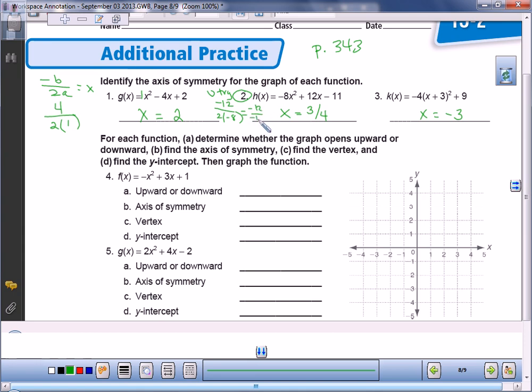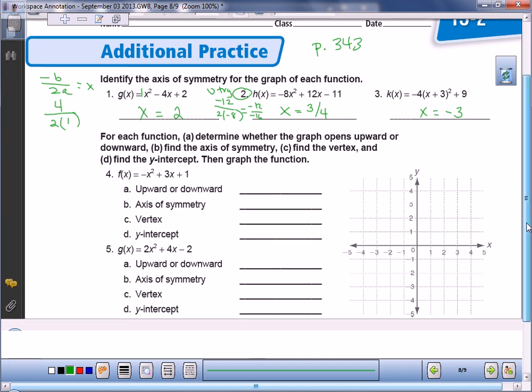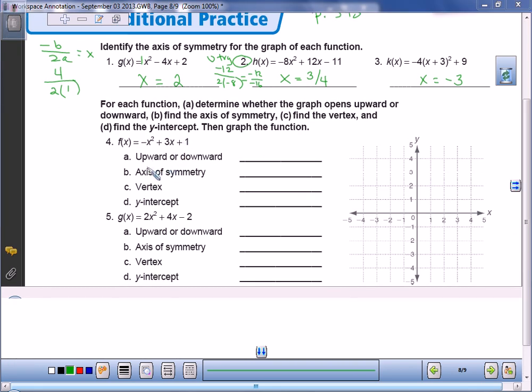Okay, number 4. Will this one open upward or downward? Downward. Okay, the axis of symmetry is going to be x equals 1.5. Good. You can just write 1.5 or 3/2, either way.